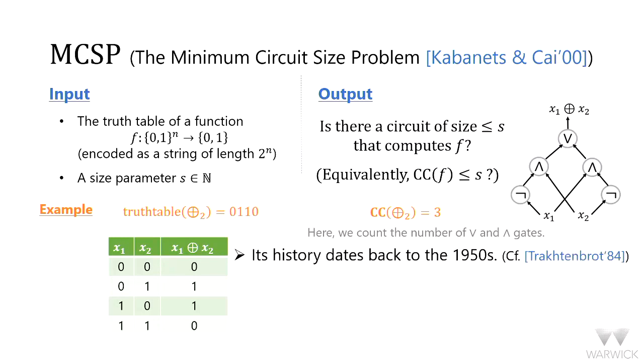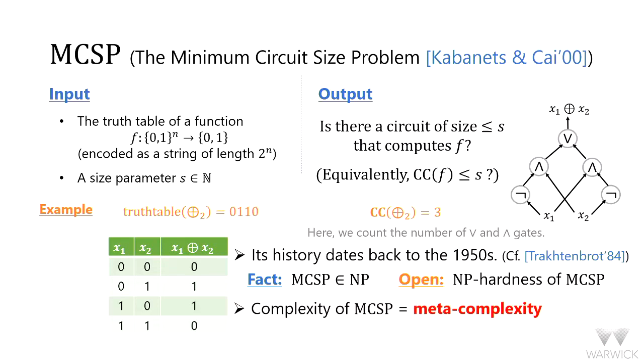And this is a very natural question, and its history dates back to as early as the 1950s. There is a nice survey by Trakhtenbrot. But despite the long history, we still don't understand what's the complexity of this problem. It's easy to see that this problem is in NP, but we don't know whether it's NP-hard or not. Namely, we don't know whether it's NP-complete or not. And so we don't understand the metacomplexity of computing circuit complexity.